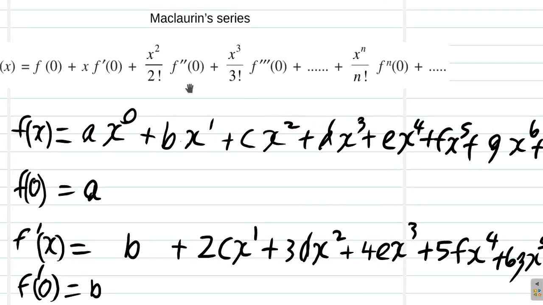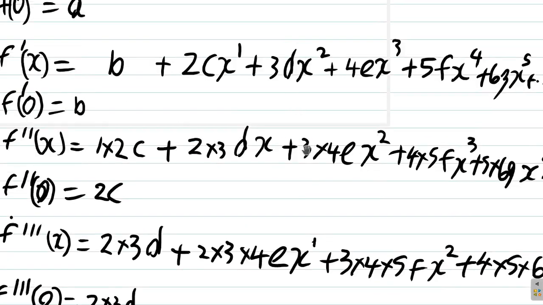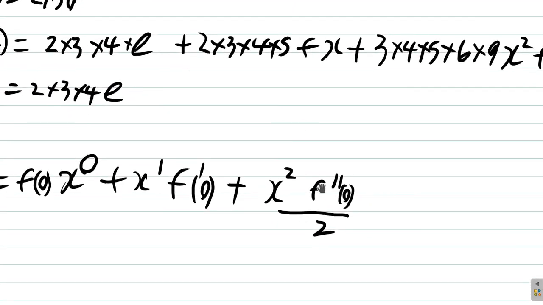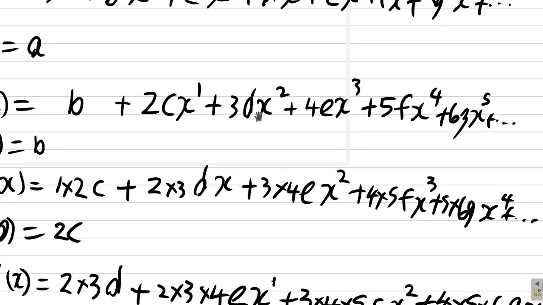So let's check this. So it's x squared f double prime of 0 over 2. Plus, what happens after this?